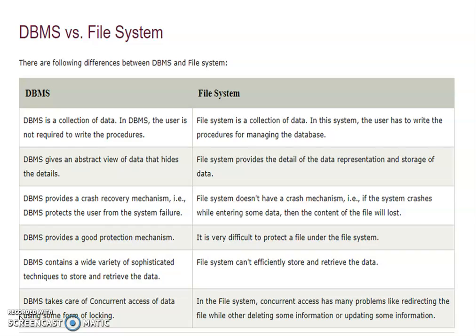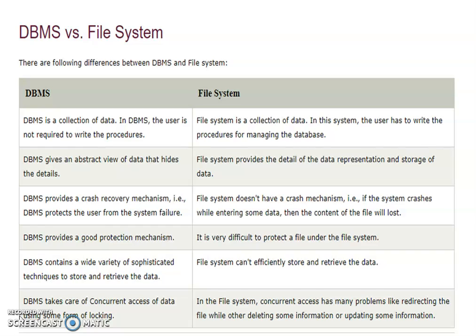Database is a collection of data. In a database, the user is not required to write the procedure, and a file system is also a collection of data. In the file system, the user has to write the procedure for managing the data. A database management system gives an abstract view of data that hides the detail. A file system provides the detail of data representation and storage of that particular data.